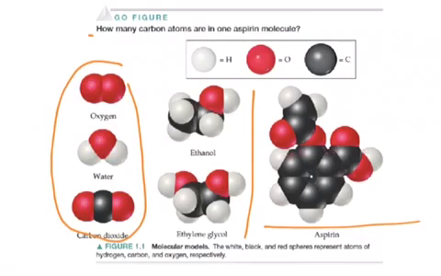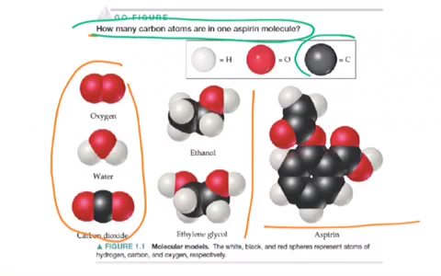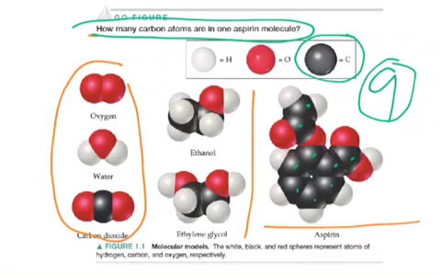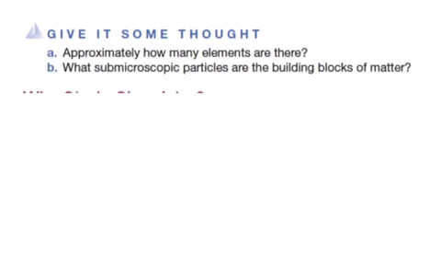And they've got a simple little question here of how many carbon atoms are in one aspirin molecule. So all we've got to do is note that the carbons are the dark colored ones here, and we just look, there's 1, 2, 3, 4, 5, 6, 7, 8, 9. So 9 carbon atoms. I have a couple quick questions from your book about how many elements are there.